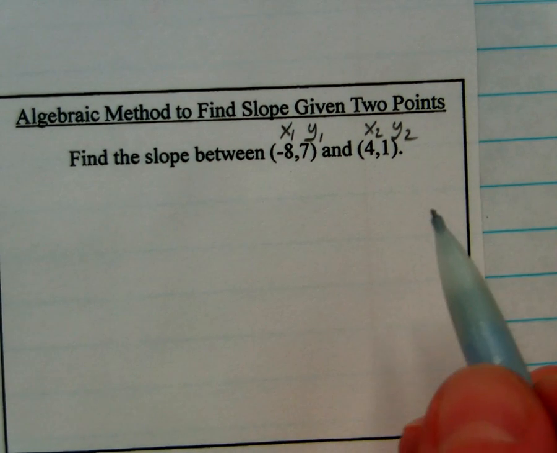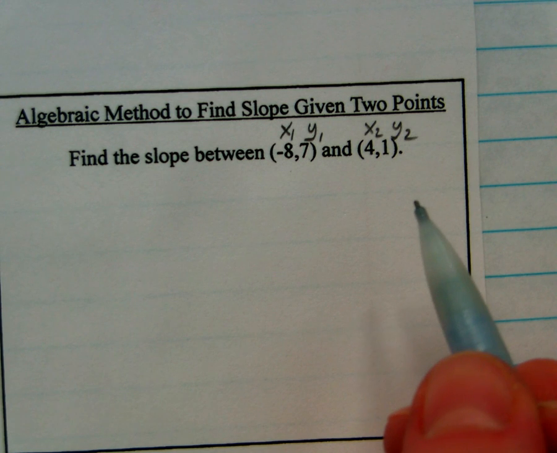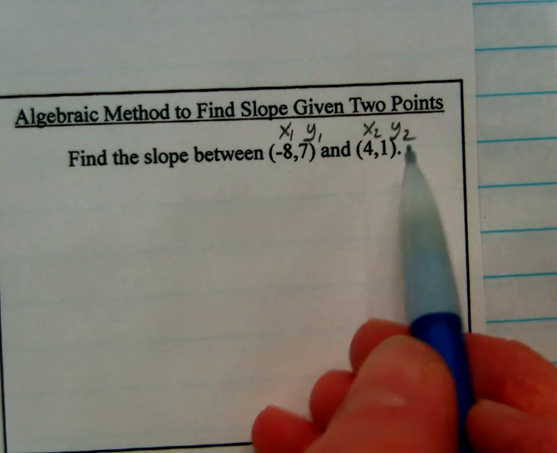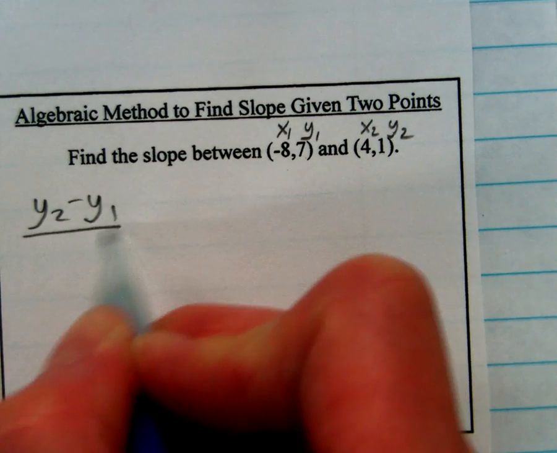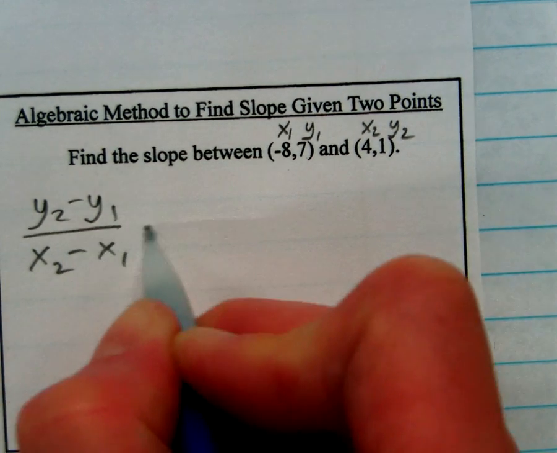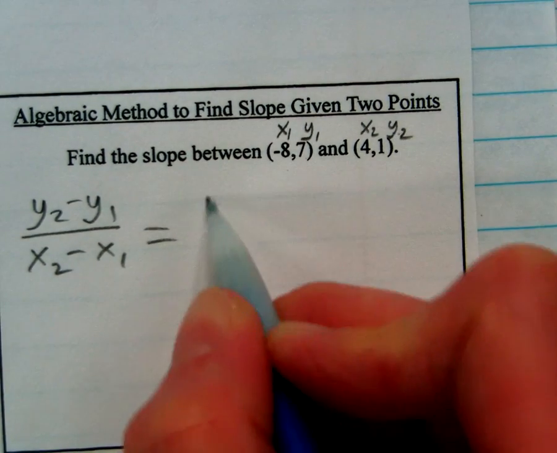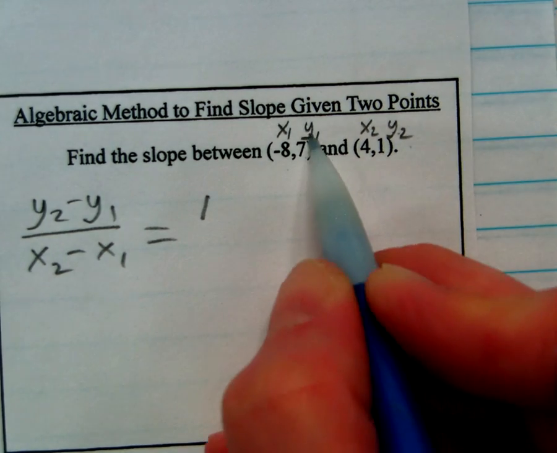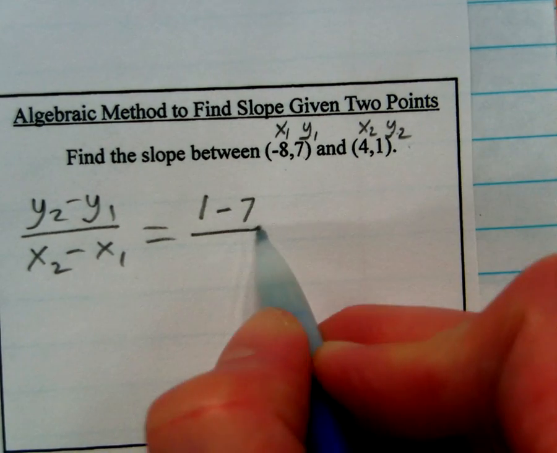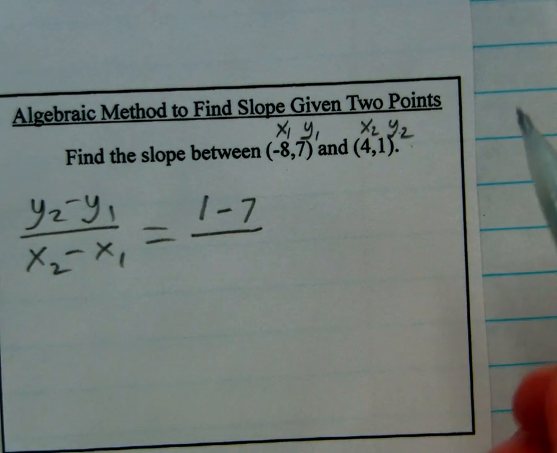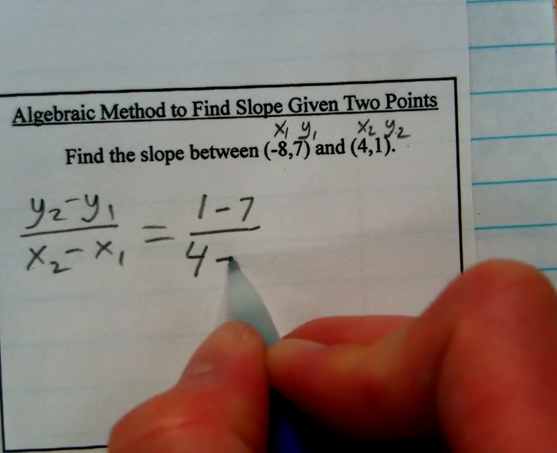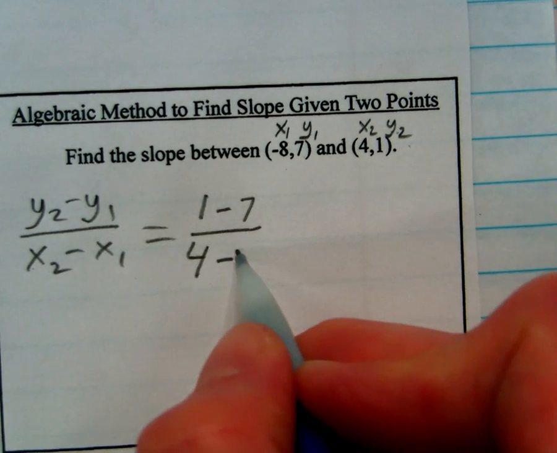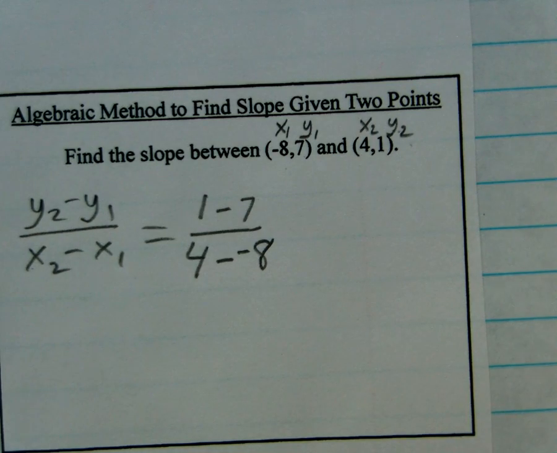Negative 8 minus 4. Nope. Negative, or 4 minus negative 8. 1 minus 7. So we need to do y2. So the formula is y2 minus y1. Let me write this down. x2 minus x1. So if we look, y2 is 1, and y1 is 7. So 1 minus 7. So let's try the bottom. x2 minus x1 would be what? 4 minus negative 8 is just how we'll write it to start with.